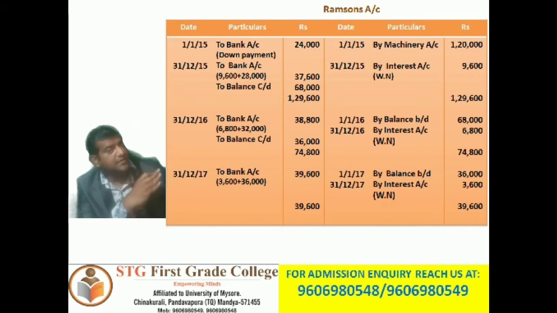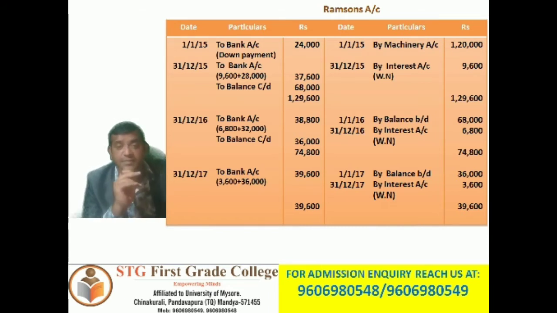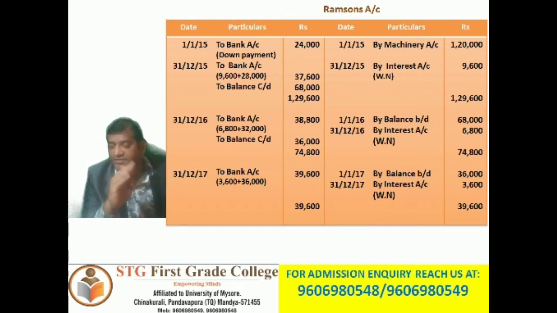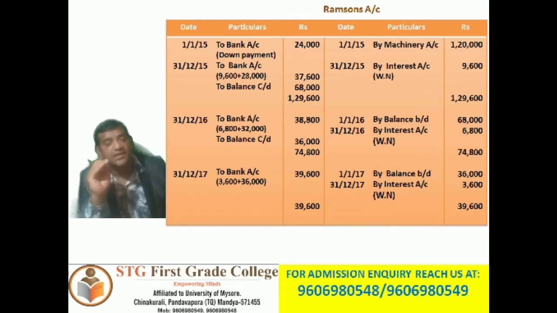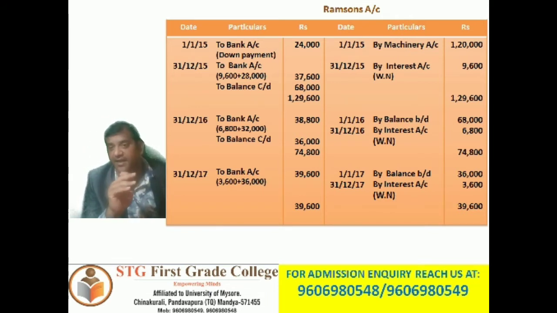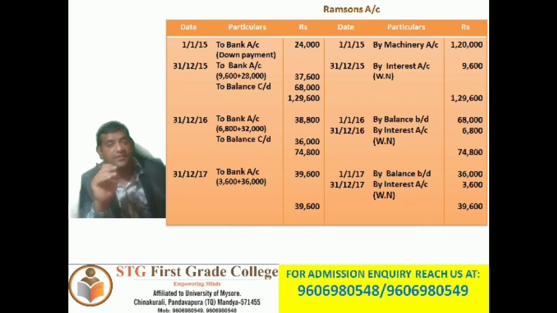So then come back to 1/1/2015 on the debit side. To bank account down payment how much? 24,000. 31/12/2015 to bank account, that is 37,600, which he has given as a first year installment in your problem. Okay, so next 1/1/2016 by balance brought down, that is 68,000 difference amount.